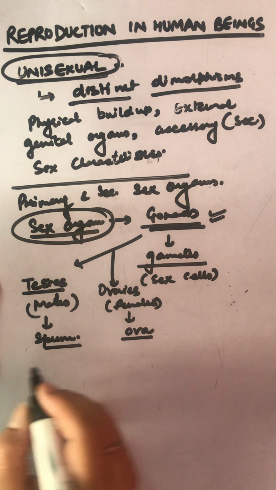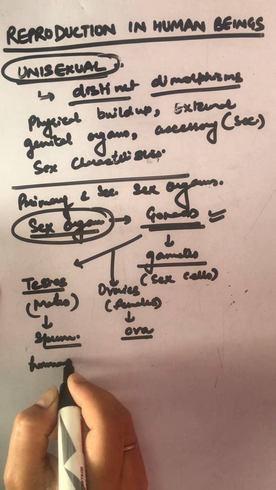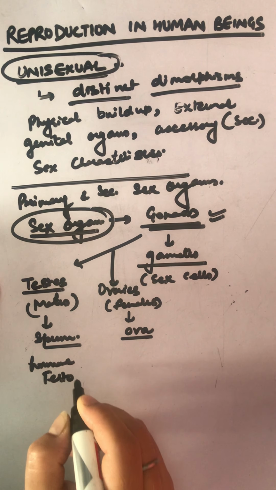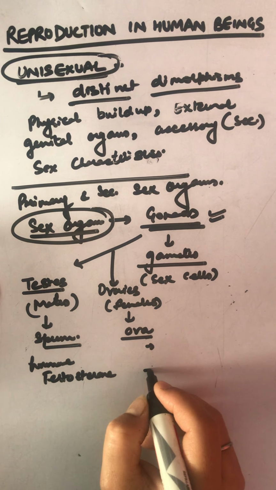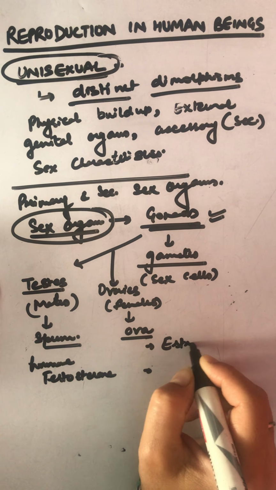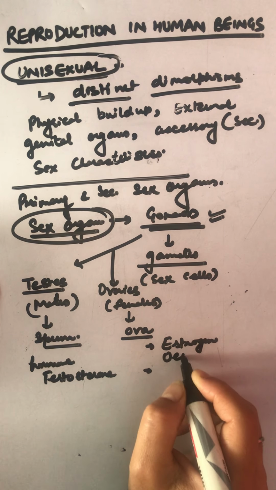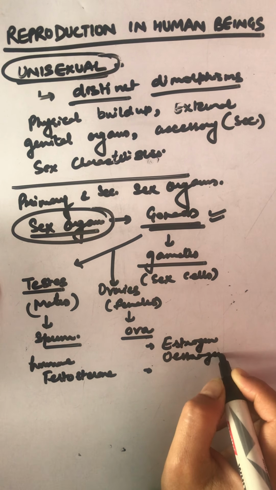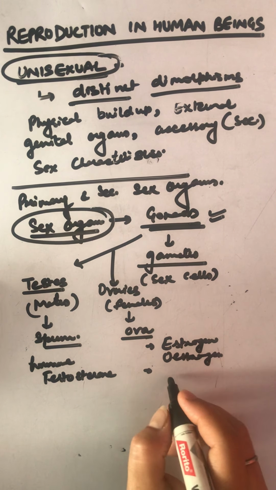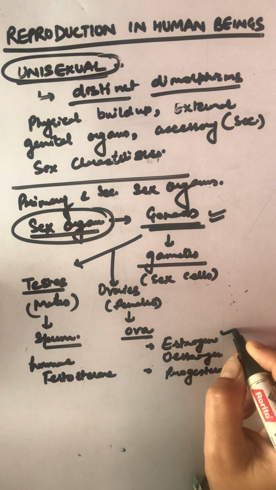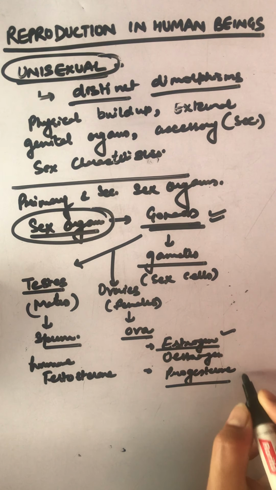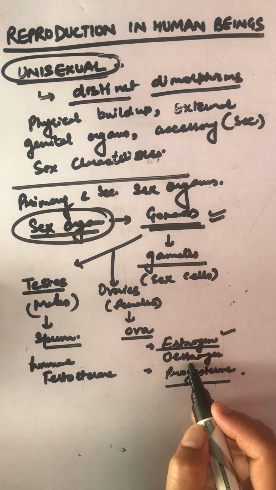The testes are supported by the hormone testosterone. The ovaries are supported by the hormone estrogen, which can be written as oestrogen, as well as progesterone. So we are going to pick up this estrogen as well as progesterone. It's one and the same thing.